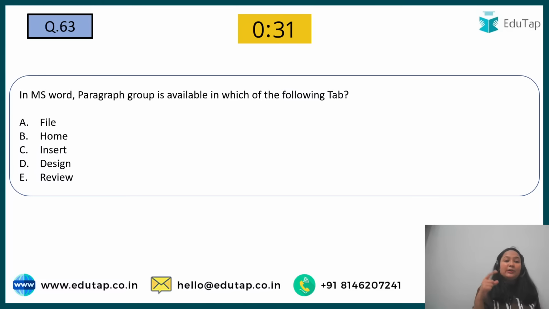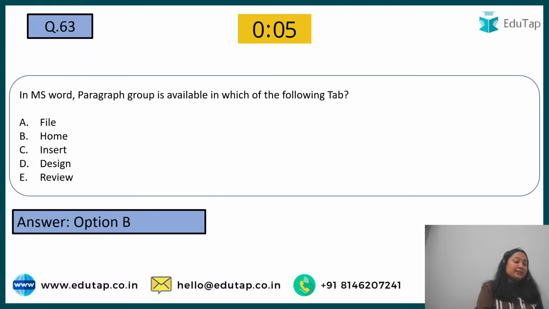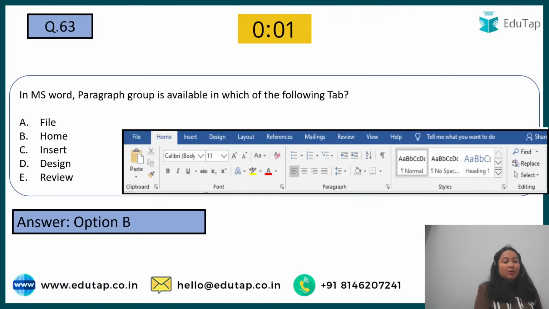So you will have to tell where you will be able to find the paragraph group. To help you, I'll tell you, in the paragraph group we get the option of indent, changing the style of font, changing the size of font, changing the color of font, changing the case, strike through. All these we are able to get in the paragraph font. So where will the paragraph font be? Yes, absolutely correct. The paragraph group is found in the home tab.